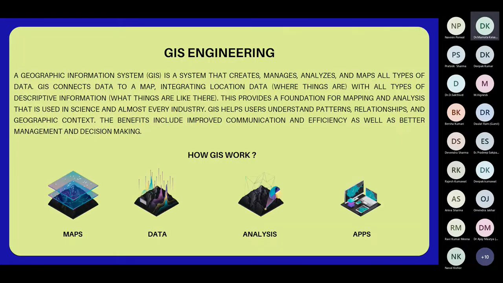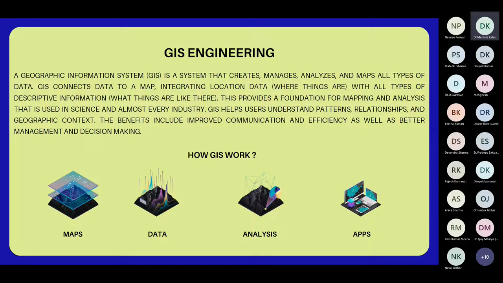And if you consider GIS engineering, all of us know that GIS is the geographical information system. It is used in order to create, manage, analyze, and map all types of data. Suppose the data is considered, we can convert that data into maps, and we can analyze different types of data, and we can build an app representing the GIS.